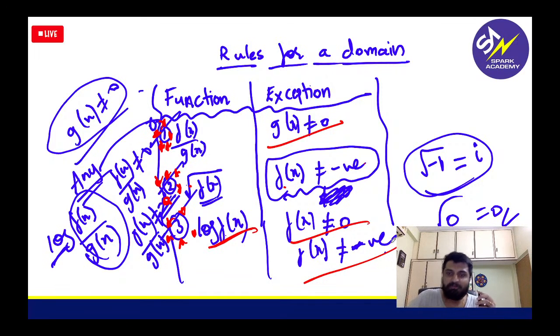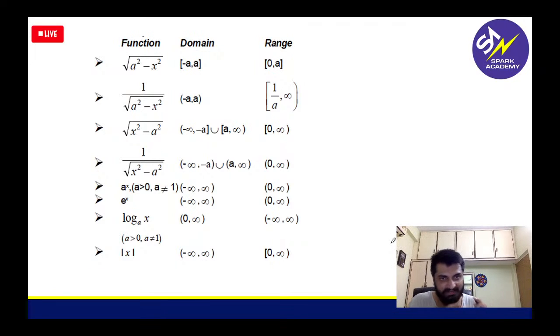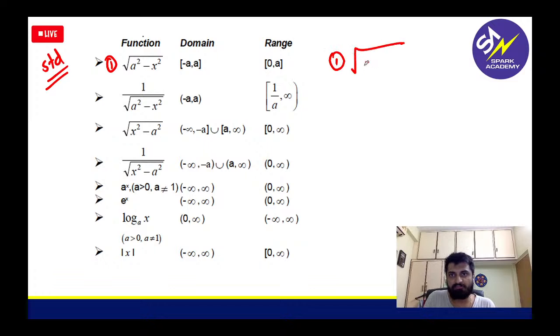Okay. Now let's see how to find out domain and range. So these are some standard domains and ranges. Let me take the first one. I've taken it from your book, from your synopsis, and directly put it. Now we'll try to derive. I will derive a few, and the rest of them I am expecting you to derive. So let's start. First one, let me take under root of a square minus x square.